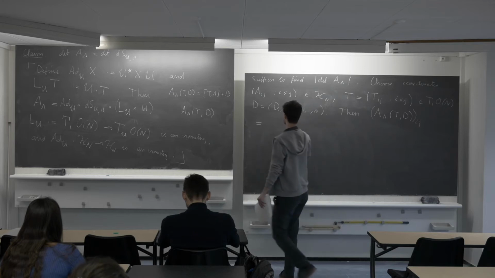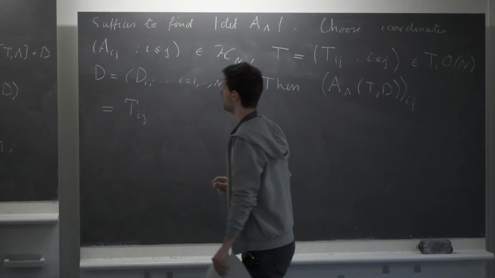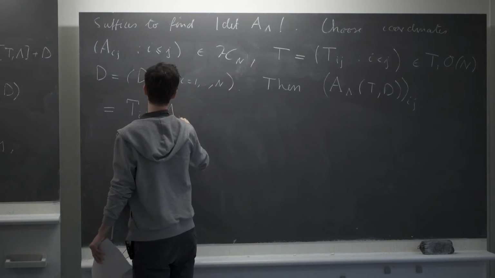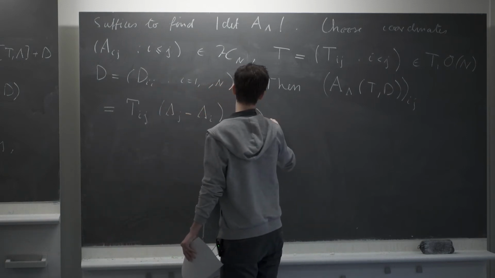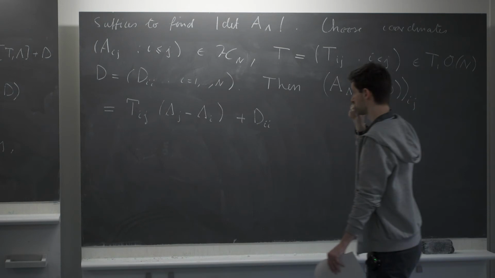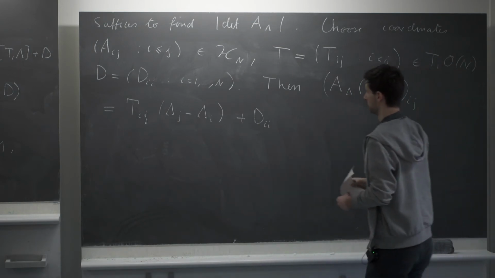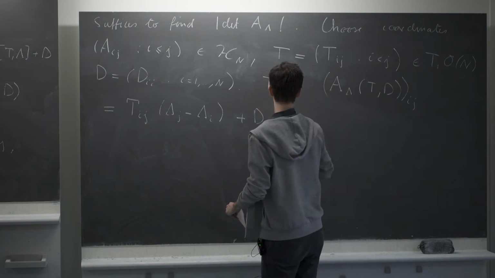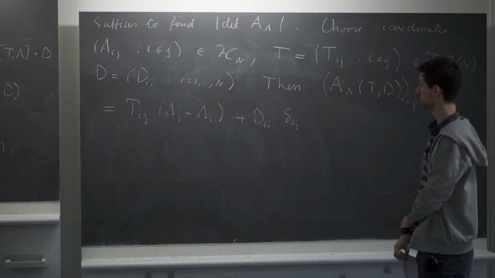So lambda is diagonal, which means I have T_ij if i is strictly less than j, and then I multiply it by lambda_j minus lambda_i, and then I have d_ii. So it's understood that T_ij is equal to 0 if i is equal to j. Okay? This is just this commutator.